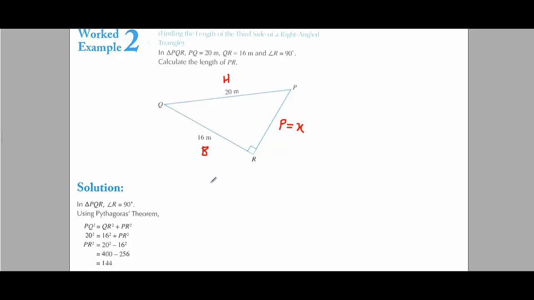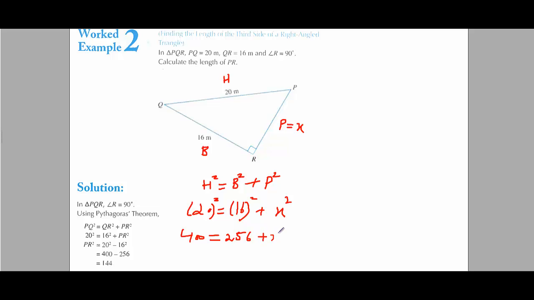I hope you can easily find it. h square is equal to base square plus perpendicular square. This is the formula. Just plug in the values. H is 20, so 20 square, and B is 16, so 16 square, and we have to find this perpendicular X. So it is 400, and 16 square is 256.